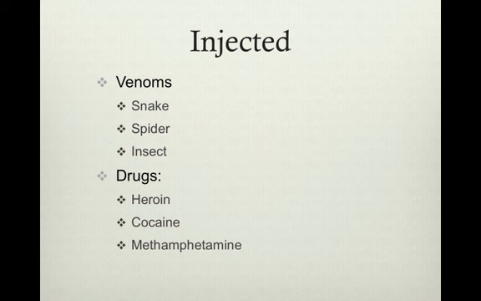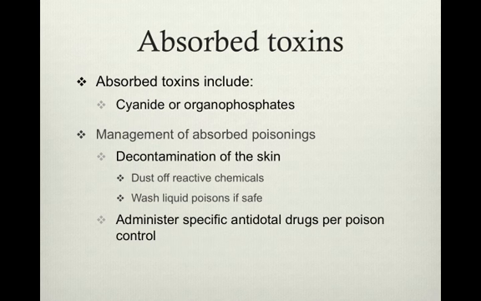Snakes like rattlesnakes, water moccasins, copperheads, like we see here in Oklahoma, all of these are pit vipers or have a hemotoxic poison. Drugs that we might see, heroin, cocaine, methamphetamine, all of these could be injected.